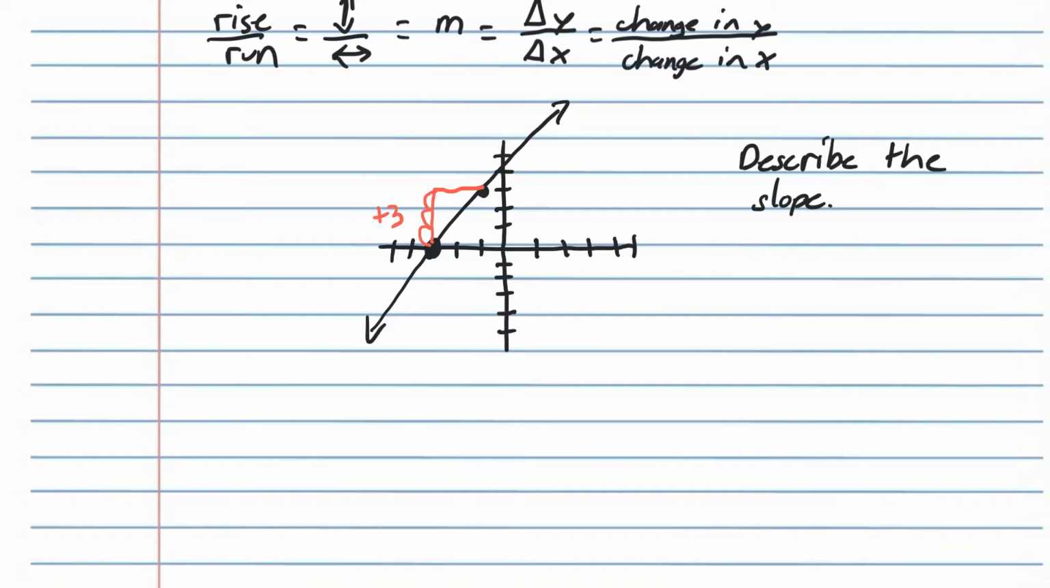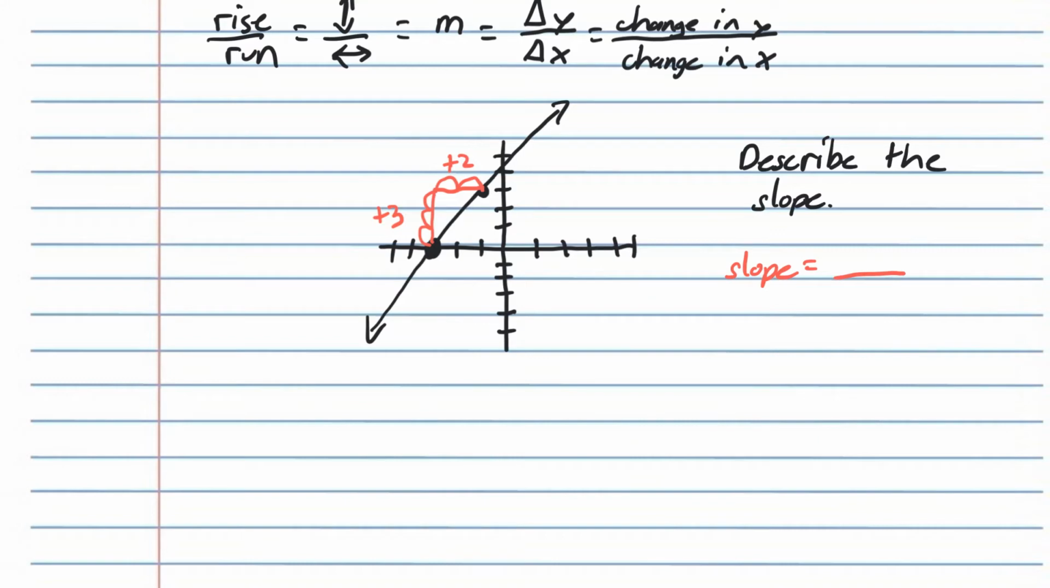And then you're gonna do the same thing going right. Count spaces again. 1, 2. Right is also a positive direction, so I went right 2. So if I'm asked to describe this slope, I could say that the slope, it's a fraction.